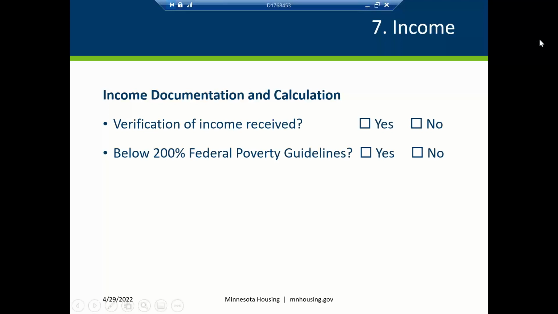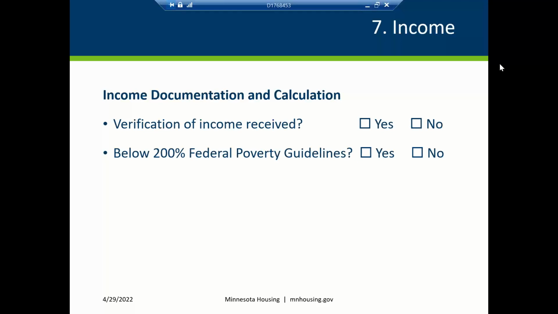Thank you, Diane. As Diane covered earlier, for households to be eligible for FHPAP assistance, they need to have household income at or below 200% of federal poverty guidelines. And so we want to see documentation of this in the file.